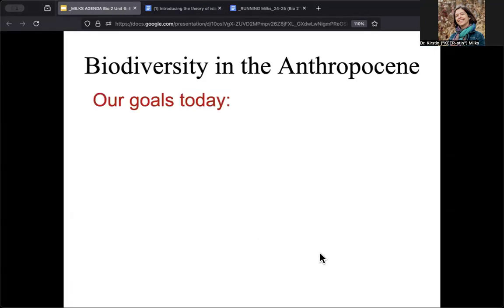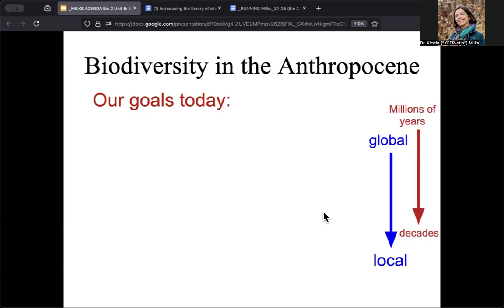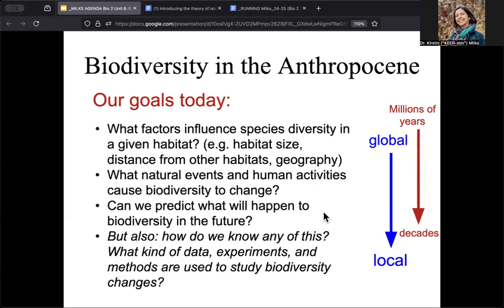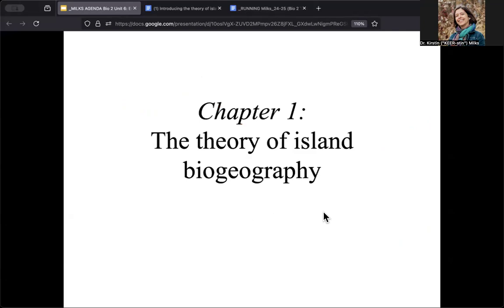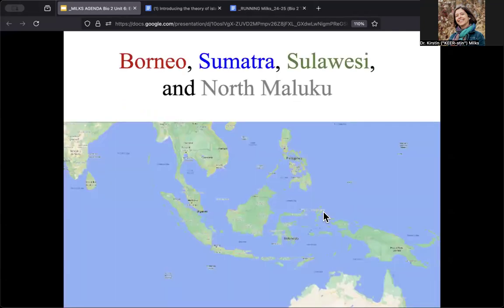And I wanted to show you our goals for today. So the first order of business is that I have to learn how to click. So we're going to think about timescales from global to local and about physical scales, and then about timescales from millions of years to decades. We're going to be thinking about the factors that influence species diversity. You know some of those things from last try. We're not going to revisit them. We're going to think about what natural events and human activities can cause biodiversity to change. We're going to think about can we predict what will happen to biodiversity in the future. And along the way, you're going to think about the types of data, experiments, and methods that we use to study biodiversity changes. So, chapter 1, the theory of island biogeography.